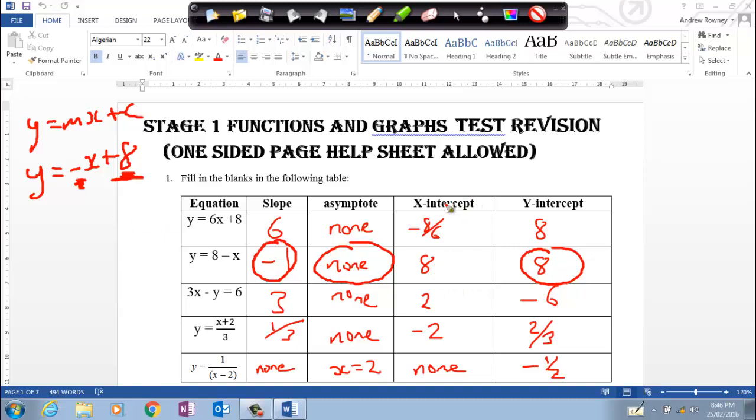The x-intercept is when y equals 0, so we put 0 there, and then to solve for x, it's minus x. We'll take it over to the other side to make plus x, and so x equals 8, that's the x-intercept.